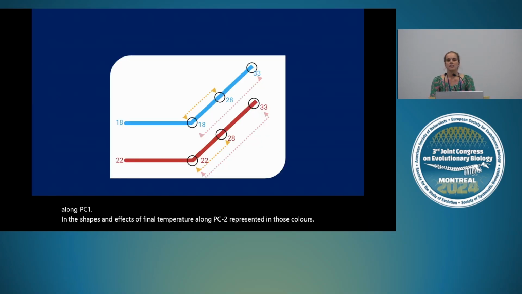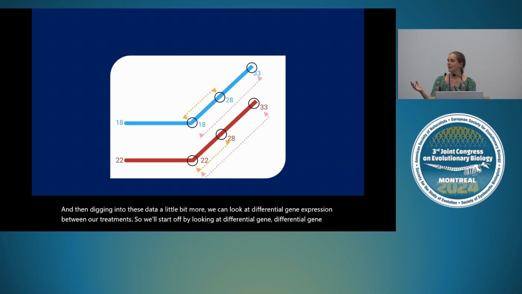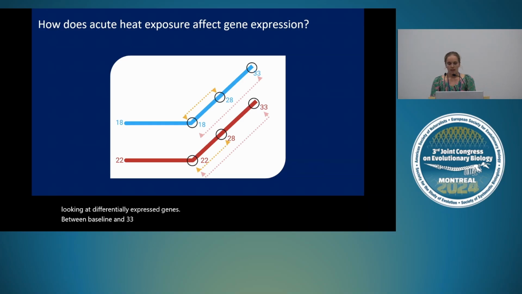And then digging into these data a little bit more, we can look at differential gene expression between our treatments. So we'll start off by looking at differential gene expression between our 2 developmental temperature treatment lines. So here in orange, we're looking at baseline, so either 18 or 22, and differentially expressed genes between baseline and 28. And in pink, we're looking at differentially expressed genes between baseline and 33 degrees. And using this approach, we can ask the question, how does acute heat exposure affect gene expression?